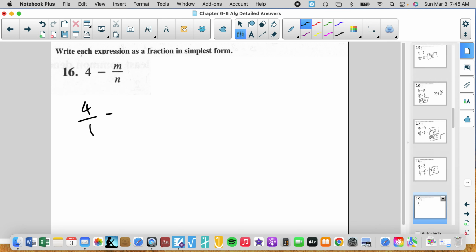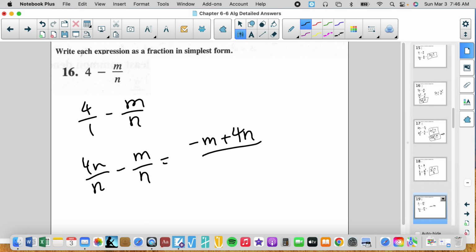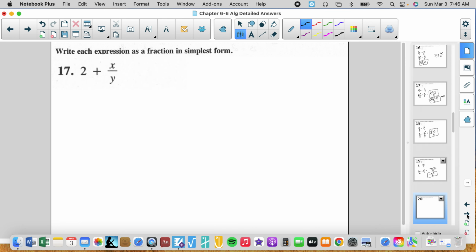4 over 1 minus m over n. That's going to be 4n over n minus m over n. All right. So technically you get minus m plus 4n over n, because you want m in alphabetical order when in standard form. I'd factor out the negative and write m minus 4n over n. I'd probably write it like that. I don't mind. I'm up for putting that negative outside.